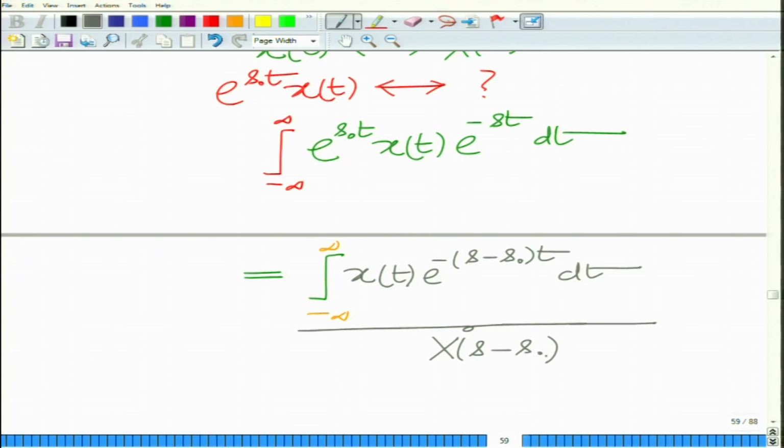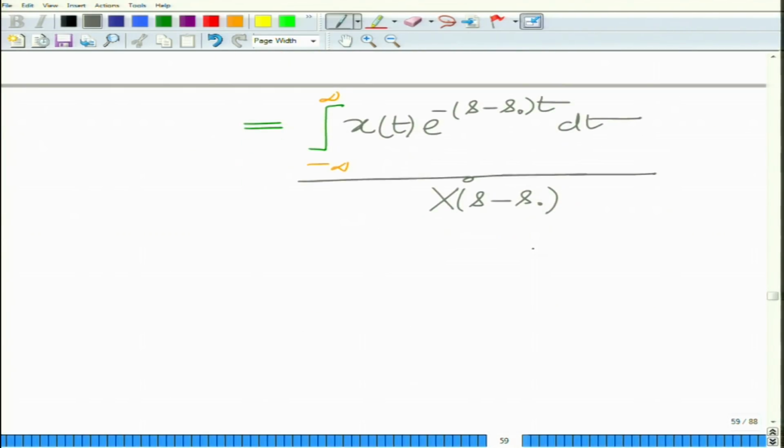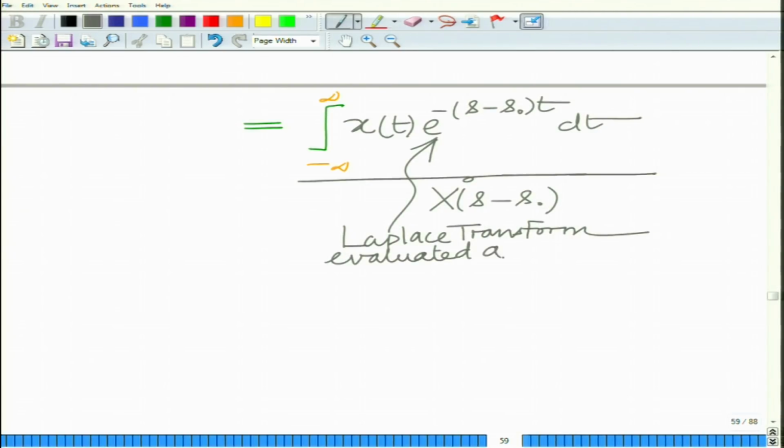So, this is x of s minus s naught, because look at this, it is the integral of x of t e raised to minus s naught t dt. This is the Laplace transform evaluated at s minus s naught, that is x of s minus s naught.